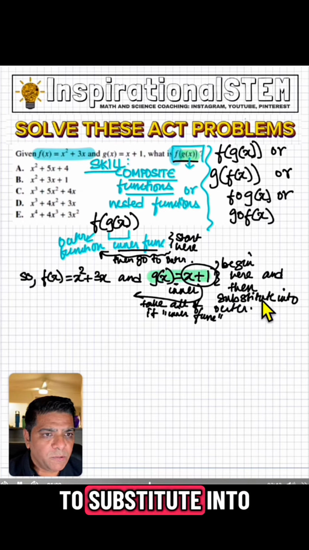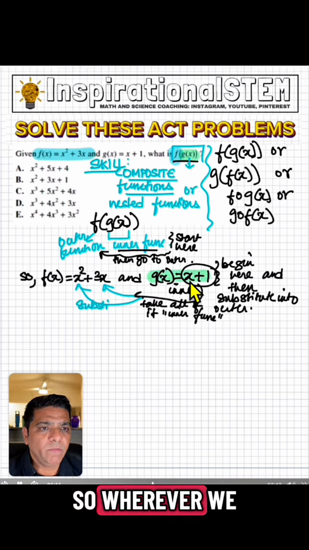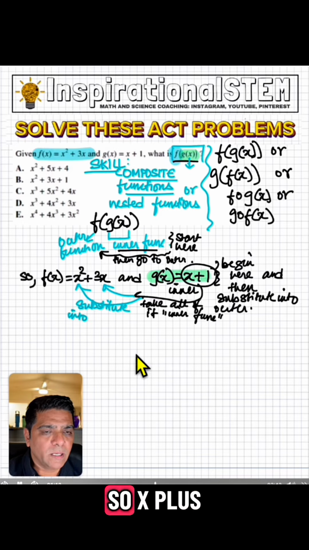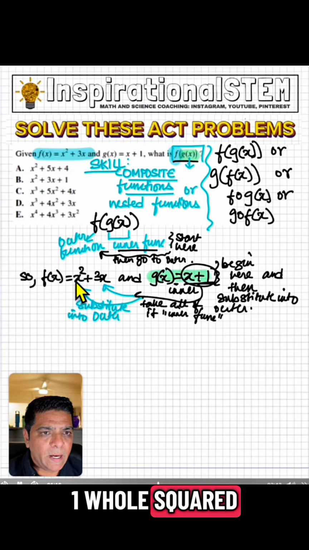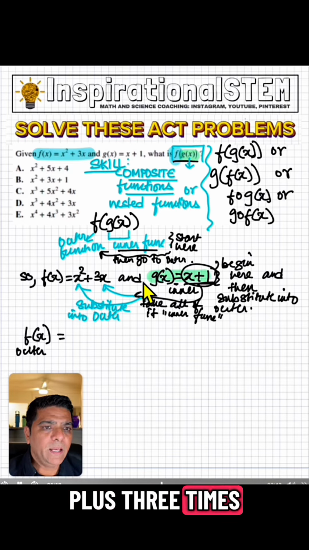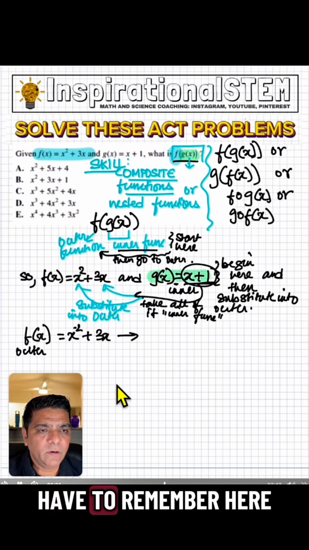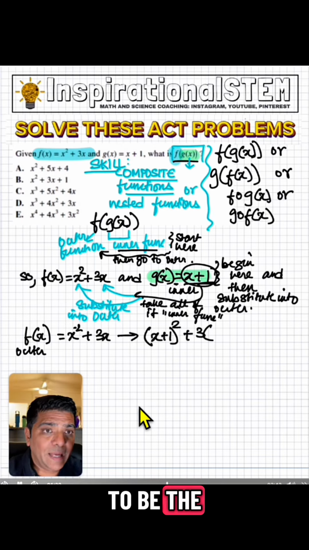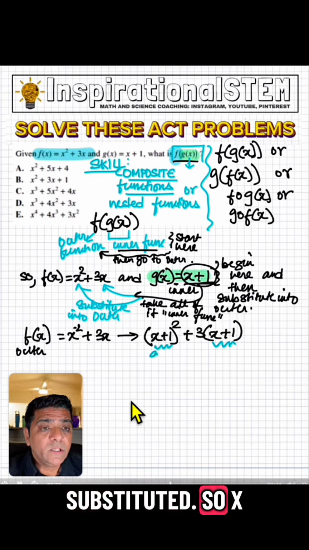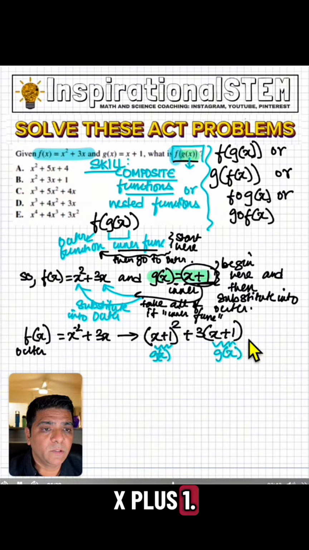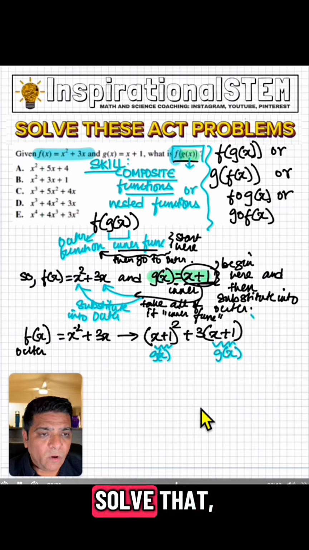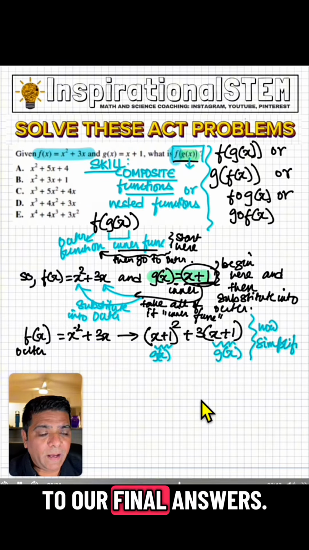All right, so to substitute into the outer function, let's go ahead and do that. Wherever we see the x, we're going to put x plus 1. So x plus 1 whole squared plus 3 times x plus 1. That is the thing we have to remember here and recognize: the entire inner function is going to be substituted. So x plus 1 whole squared plus 3 times x plus 1. Now we're going to go ahead and solve that, to get to our final answer, to simplify.